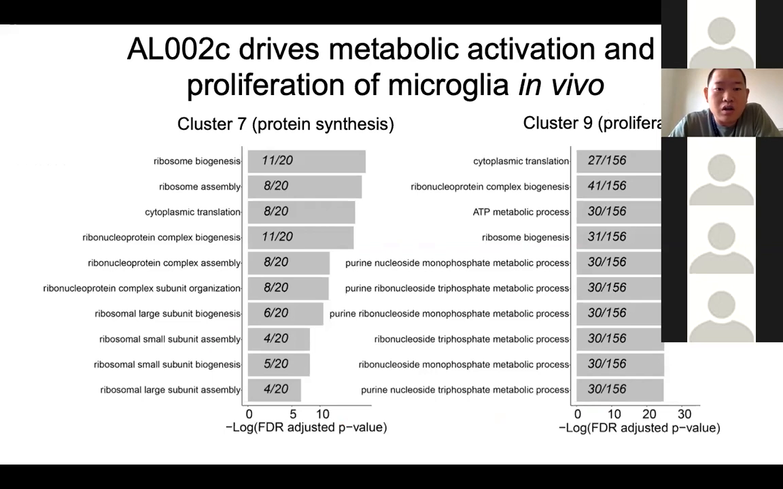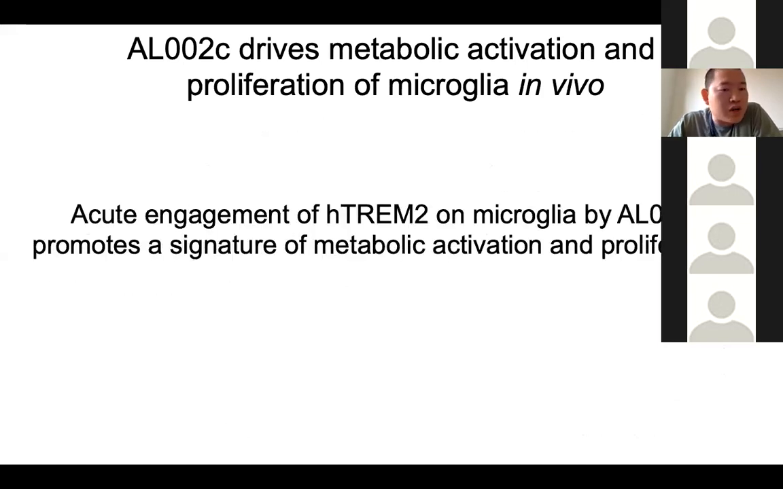GO term enrichment of biological processes showed that cluster 7 is enriched in genes encoding ribosome proteins, indicating metabolic activation. And cluster 9 is enriched in cell cycle genes, indicating a higher proliferation rate. So we conclude that acute engagement of human TREM2 on microglia by AL002C promotes a signature of metabolic activation and proliferation.